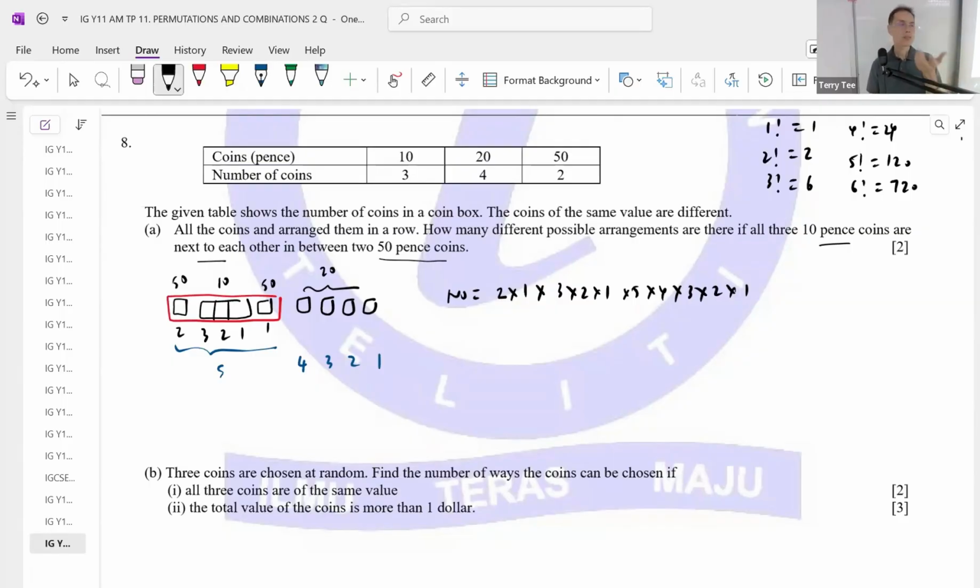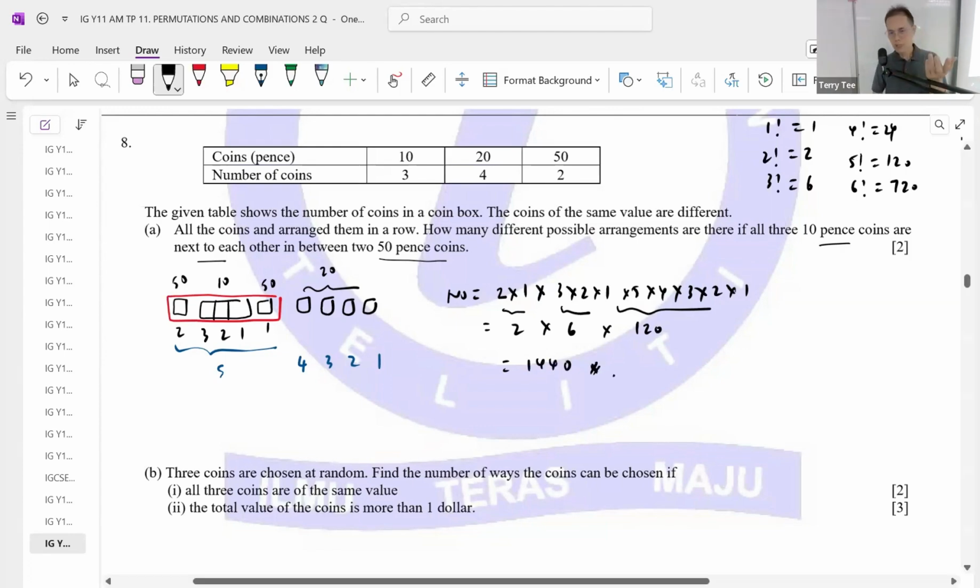120 times 6, 720. Just keep multiplying with the next number, right? So you can write this one first. This is 2. This is 6. This is 120, right? Okay. So 2 times 6 is 12. 12 times 12, 144, right? But there's another 0 at the back. So do you really need to use a calculator? Do you need to use the long way? No. Yeah? Just multiply directly.